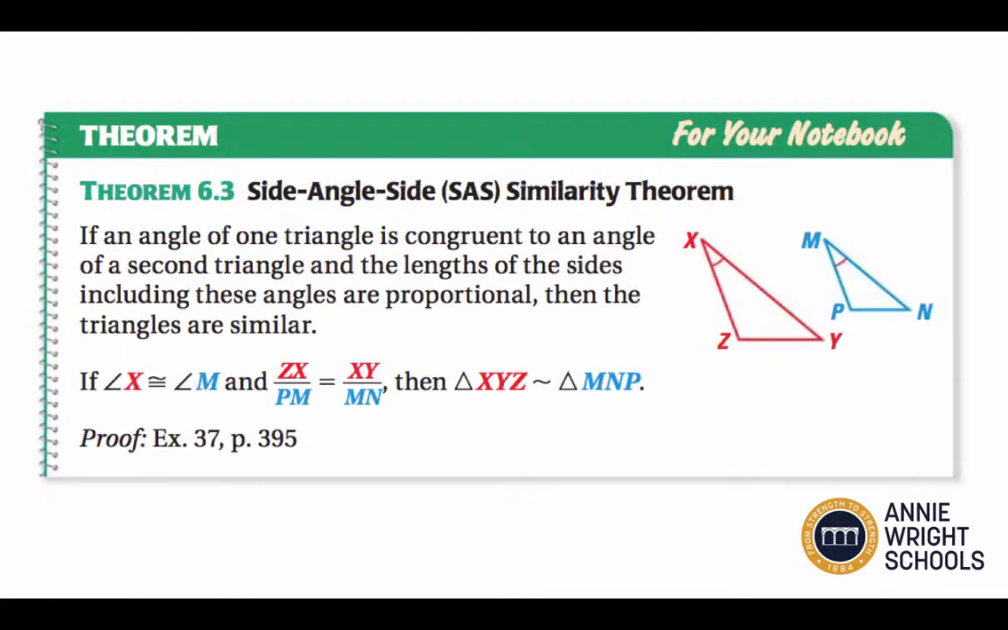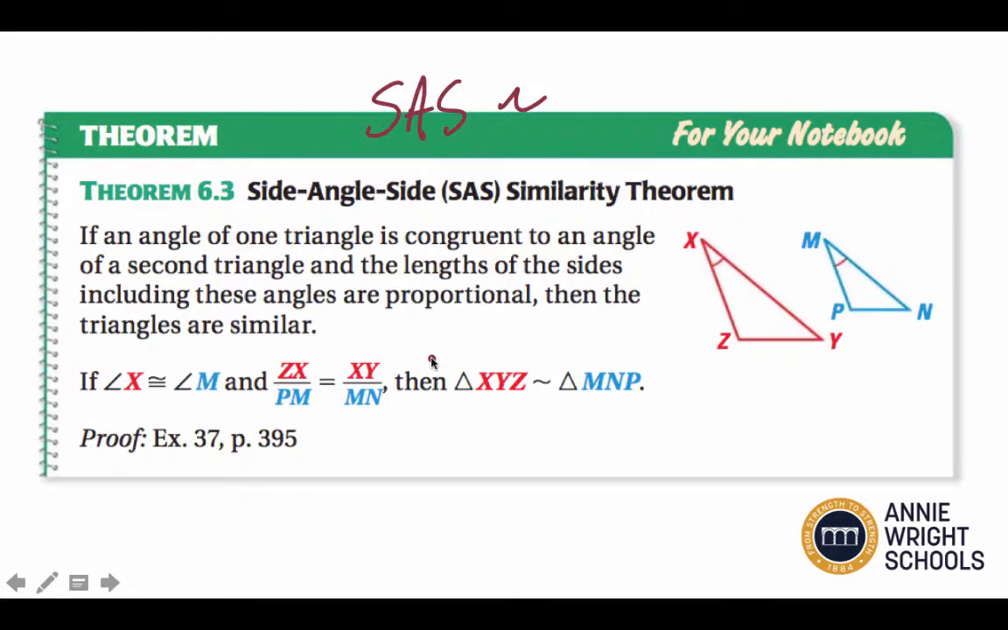The next one we get is side-angle-side similarity. And again, the abbreviation, side-angle-side similarity. So looking at this, what's important is that the angle that you know is congruent is between the 2 sides that you know are in the same ratio. So ZX is to PM what XY is to MN.